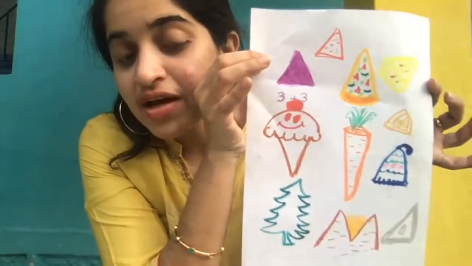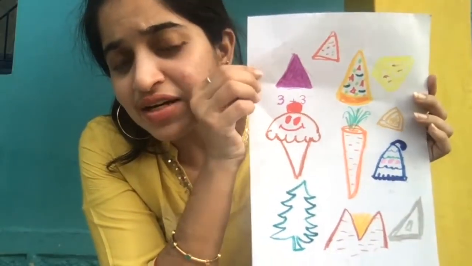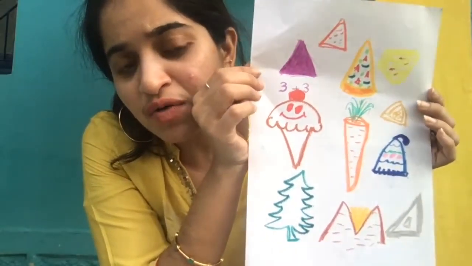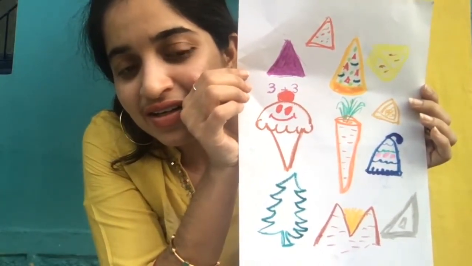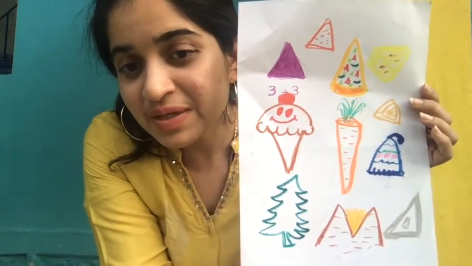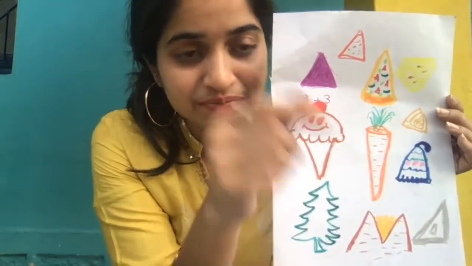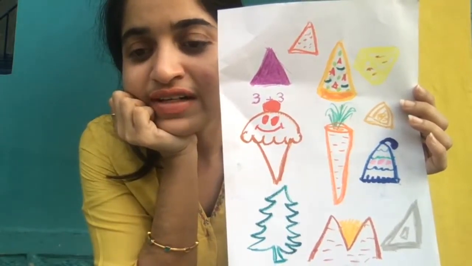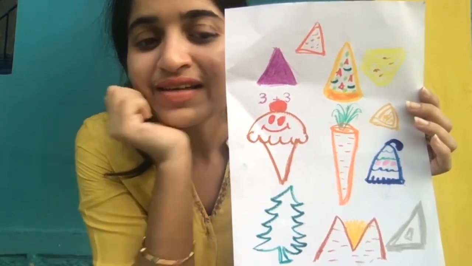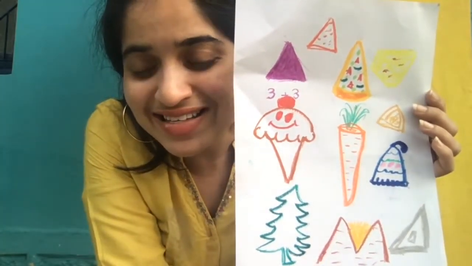So, children, now look here. These are a few objects which are triangle in shape. Now, can you point out the mountains here, children? Where are the mountains? Yes, nice example. Signboards on roads are triangle in shape. Can you point out the mountains? Yes, here they are.